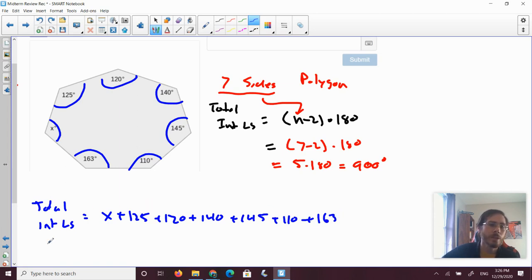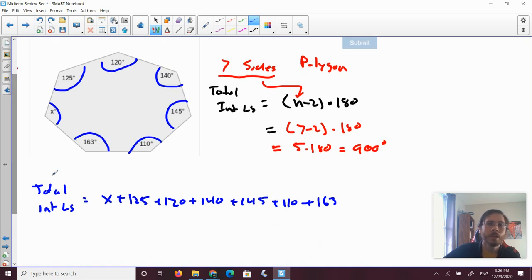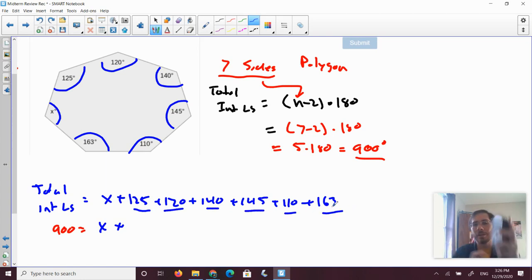Okay, sounds good. Now we know the total interior angles is 900. So I know that 900 is equal to x plus, and now I have to combine all these like terms. So I've got to add all those up. I've got the calculator, so I may as well throw them into the calculator. There we go. I get 803.